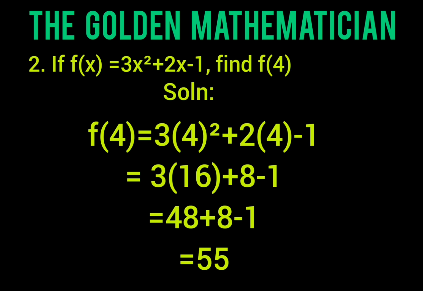Then 2 times 4 is going to be equal to 8. So that would be 48 plus 8, which is equal to 56. And here 56 minus 1 is going to be equal to 55. Therefore, f of 4 is going to be equal to 55. So we've solved like 3 different questions on functions.